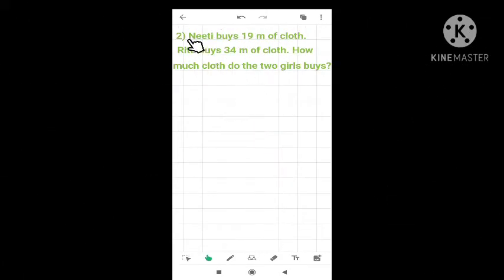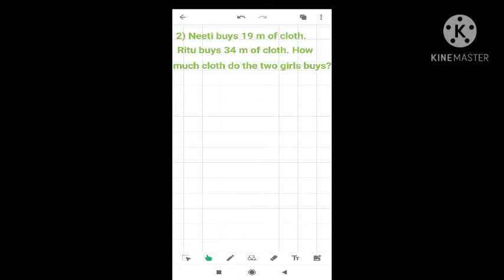So let's solve this word problem. Niti buys 19 meter of cloth. Ritu buys 34 meter of cloth. How much cloth do the two girls buy? So this word problem is of, yes, tell me. Yes, this word problem is of addition, because here we need to find the total cloth the two girls buy.